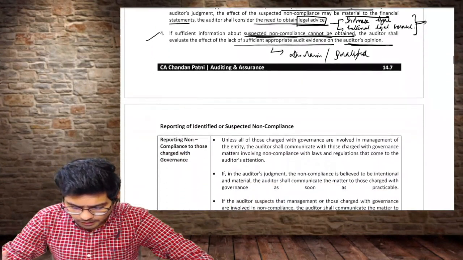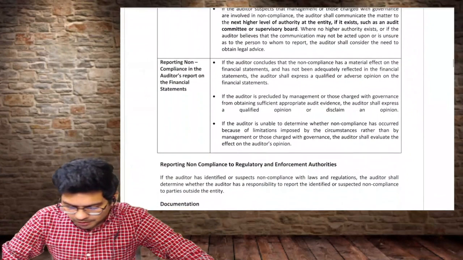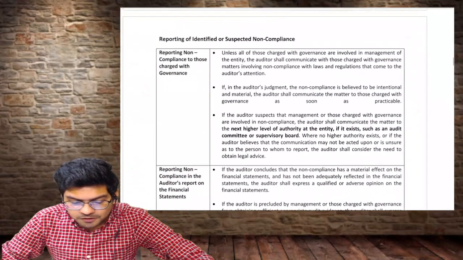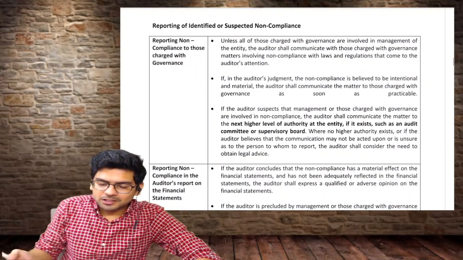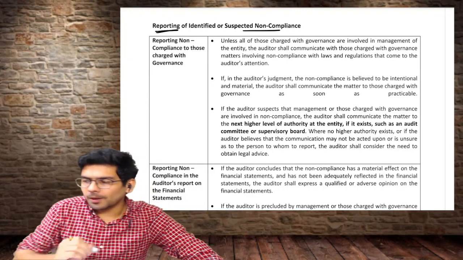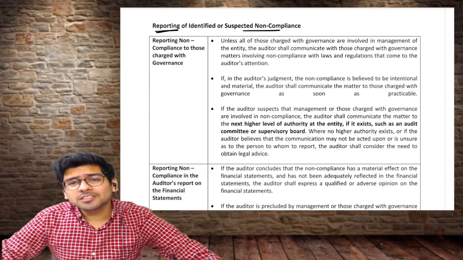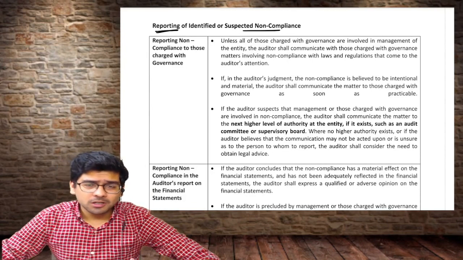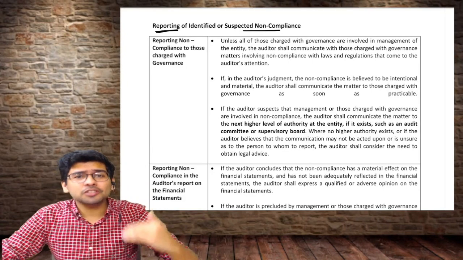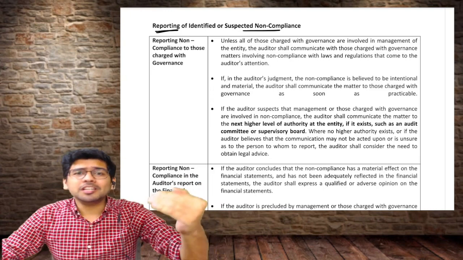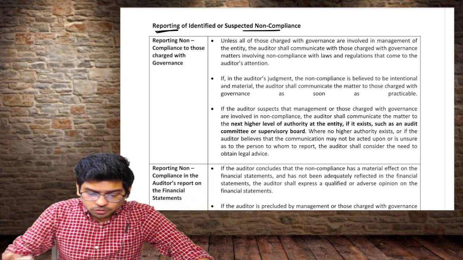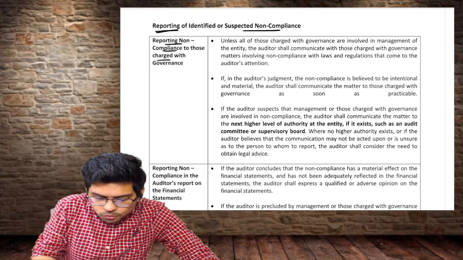Now, very simple. Then the last part of the chapter, the last part of the standard, deals with reporting of identified or suspected non-compliance. How shall we be reporting? I told you that whenever the auditor identifies or suspects a non-compliance, he needs to discuss it with TCWG or the management. So first thing is reporting non-compliance to those charged with governance.